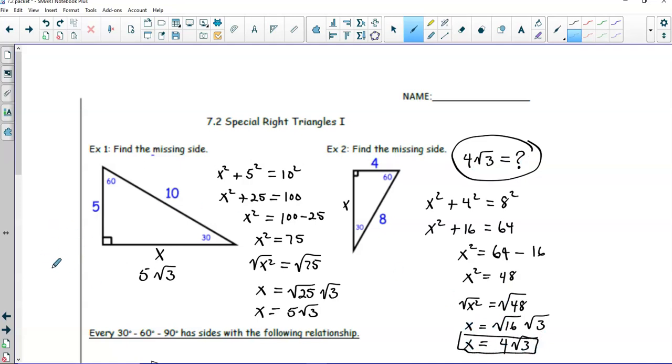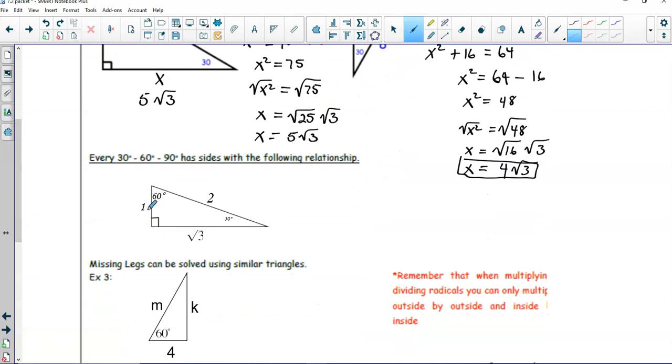So, what can we conclude? That if you have a 30, 60, 90 triangle, it has the following relationship. It's a 1 to 2 ratio from the short leg to the hypotenuse. That means the hypotenuse is double whatever the short leg is, and then the long leg is whatever the short leg is times the square root of 3. So here is my pattern.